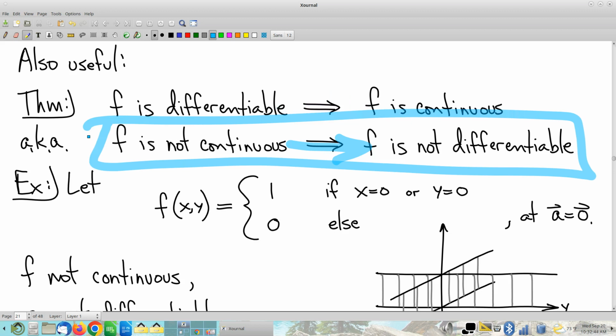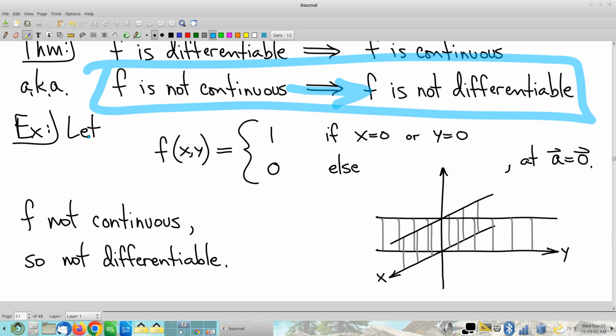There is a condition that I can check. Just look to see, is the function not continuous? If this condition is satisfied, then boom, conclusion. That function is not differentiable. Right? So nice in that this is a tool that lets us draw a conclusion about differentiability.